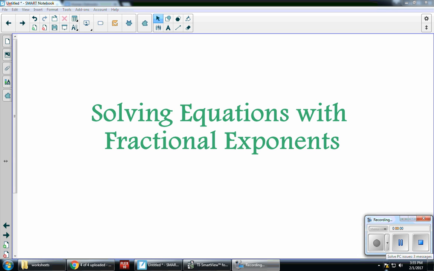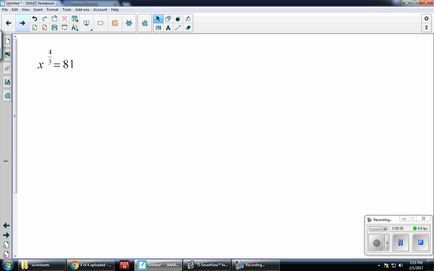This video is going to show you how to solve equations that have fractional exponents. So my base is what I'm solving for, but I have an exponent of 4/3. In order to undo that exponent, I'm going to raise each side to the reciprocal power. So the reciprocal of 4/3 is 3/4.